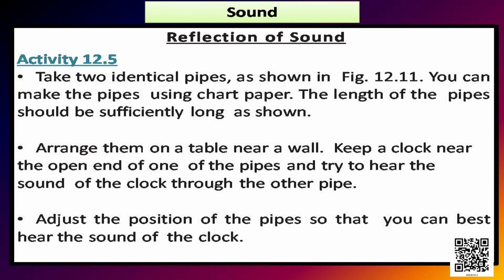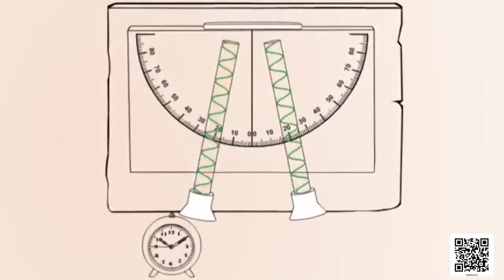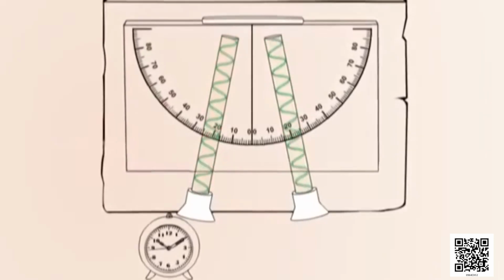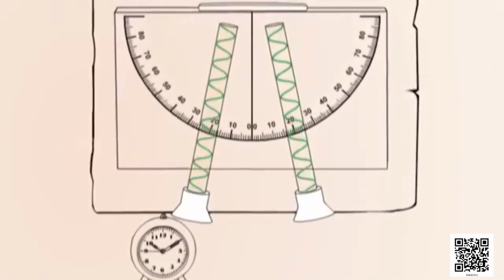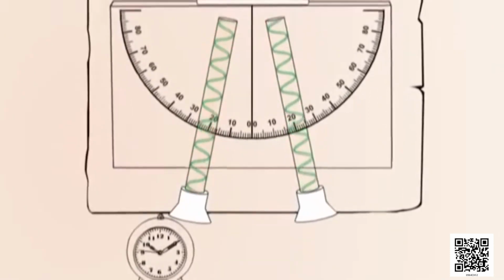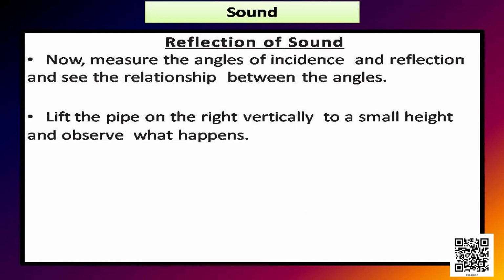Keep a clock near the open end of one of the pipes and try to hear the sound of the clock through the other pipe. Adjust the position of the pipes so that you can best hear the sound of the clock. Now measure the angles of incidence and reflection and see the relationship between the angles. Lift the pipe on the right vertically to a small height and observe what happens. Let us now think what is going to happen.